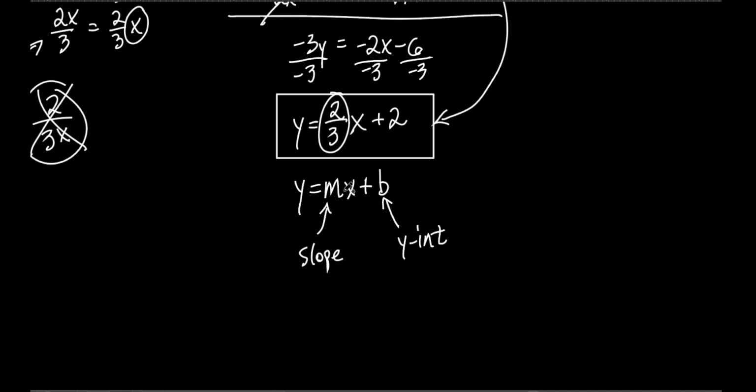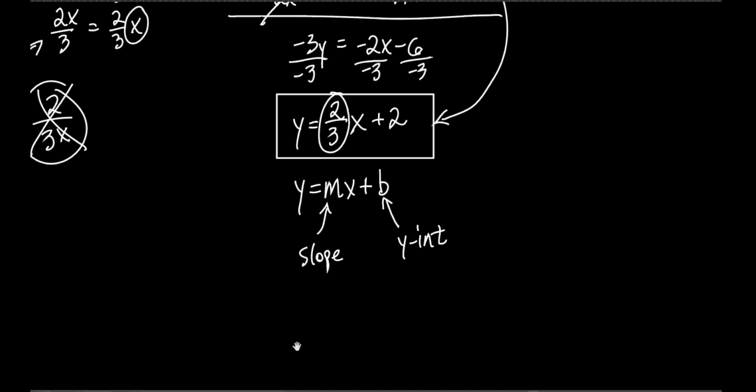Y equals mx. M is the number that's being multiplied by the x. Well, the 2/3 is being multiplied by the x. So the 2/3 is your slope. And that's super important. And then the thing that's being added at the very end, what is that? That's your y-intercept. And you just see it right there.